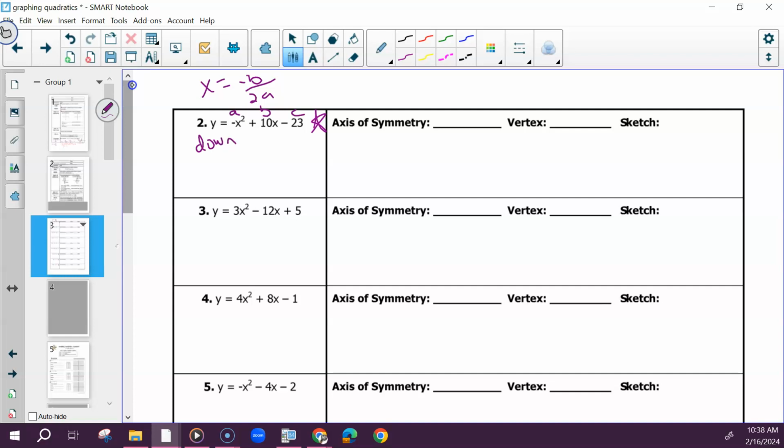So let's go ahead and find our axis of symmetry. Same thing we just did before. It's going to be x equals negative 10 over 2 times negative 1 in this case, because our A value is negative 1. And then simplify that. Should be positive 5. So that would be our axis of symmetry. X equals positive 5.